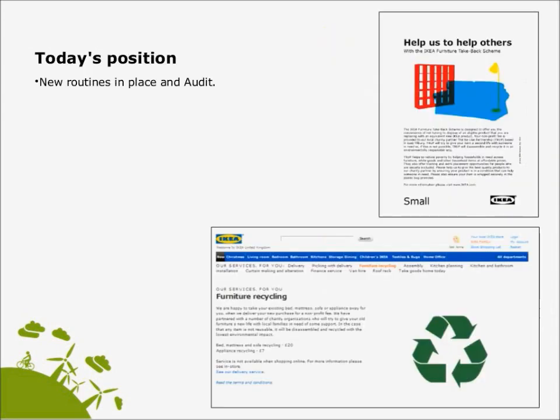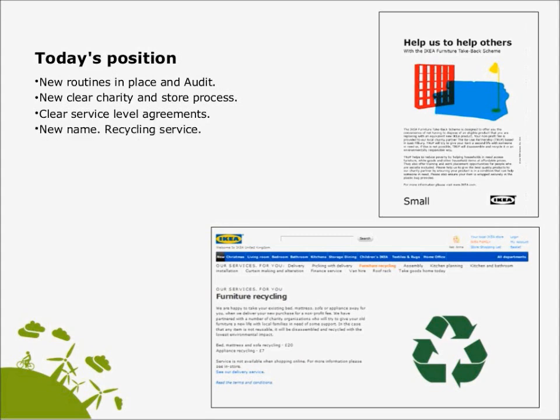And where we are today, we've relaunched the campaign. We've learnt a lot in the last couple of years, with new routines in place, and audit systems. We've now got clear charity and store processes, and we were probably feeling our way a little bit with what would work. We have clear service level agreements within the stores and also with our partners. We've changed it from "we want your old furniture" to actually a recycling service. We felt it gave more clarity to the service that we were offering.